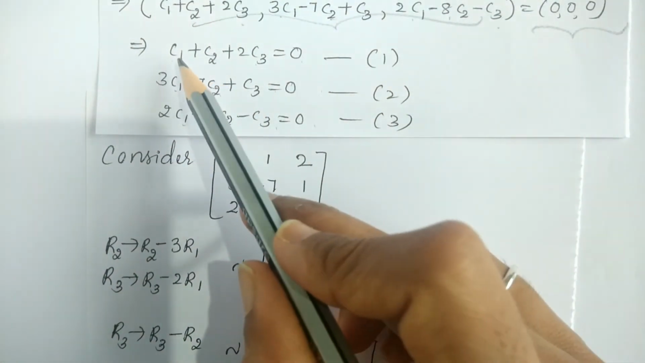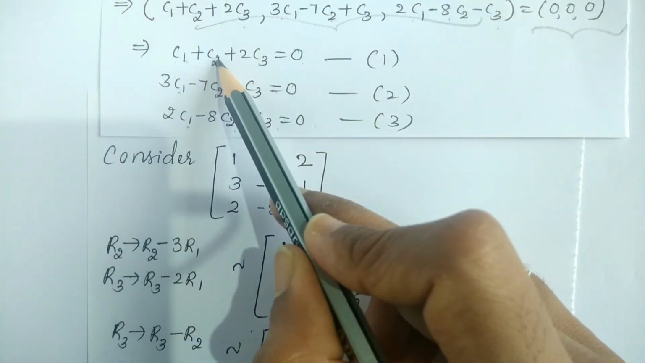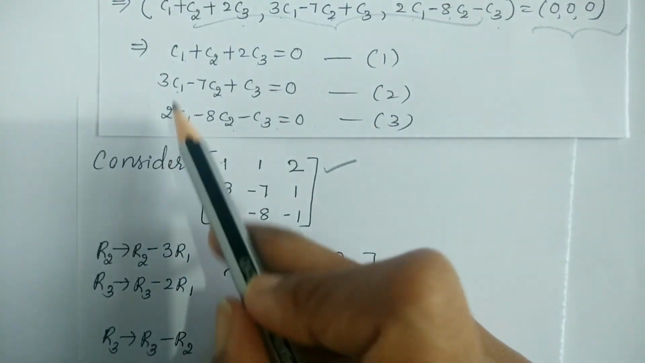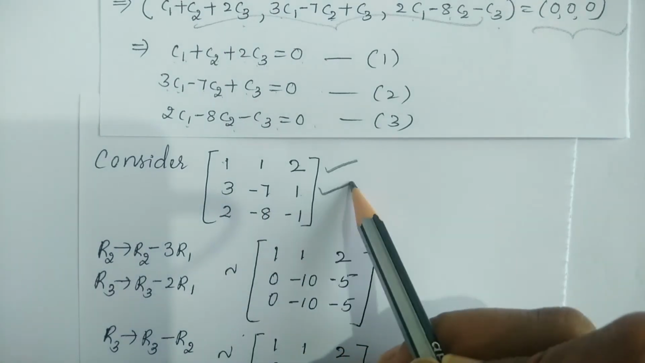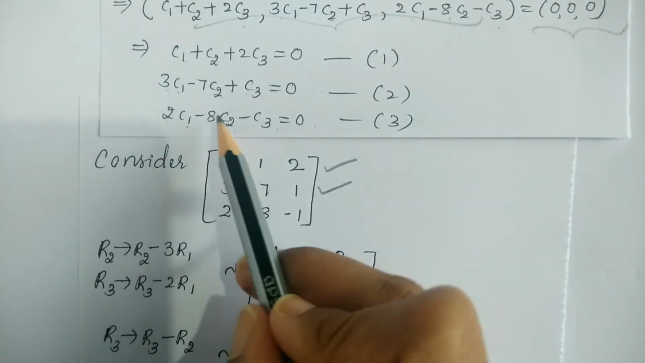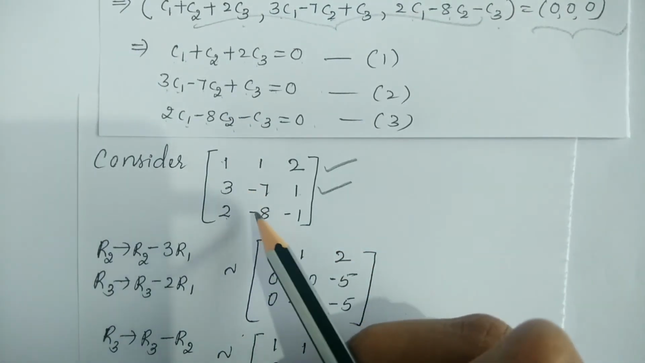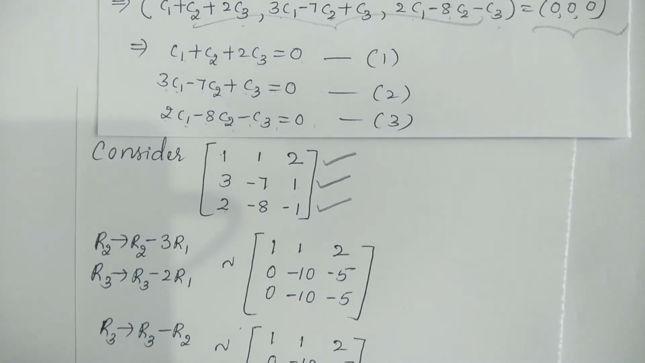Coefficient matrix. Coefficient of C1, C2, C3. What is the coefficient of C1? 1. C2, 1. C3, 2. So 1, 1, 2, that is row 1. Next, 3, -7, 1, second row. Here C1 coefficient is 2, C2 coefficient is -8, C3 coefficient is -1. So 2, -8, -1, third row. Okay. Now reduce to row reduced echelon form.